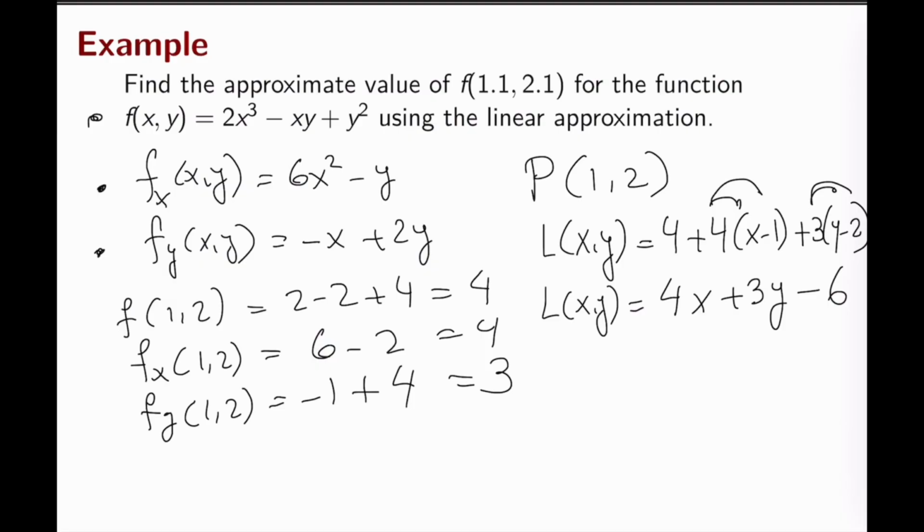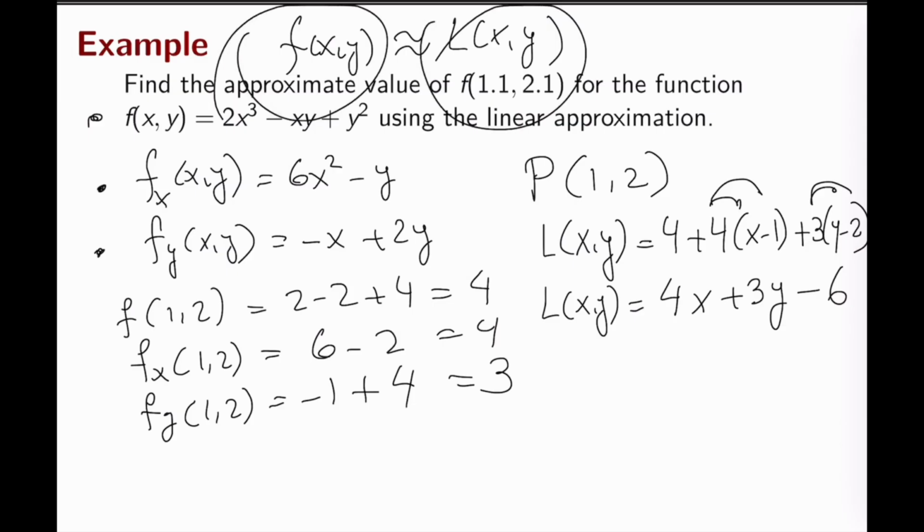Okay, so let's just write that down. Our function f of (x, y) is going to be approximately equal, not equal, but approximately equal to the linearization L(x, y). And so instead of plugging in the function, we are going to plug in the linearization, and we are going to obtain an approximate value of the function.